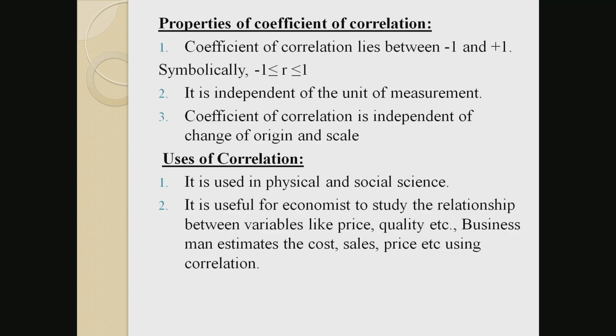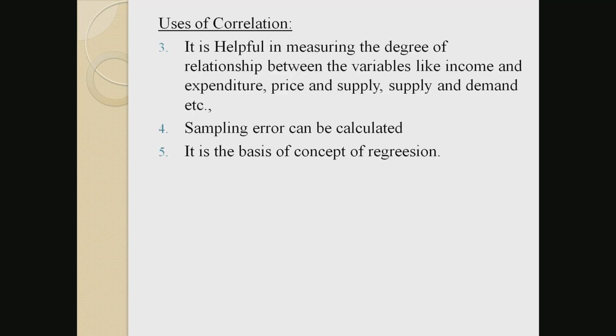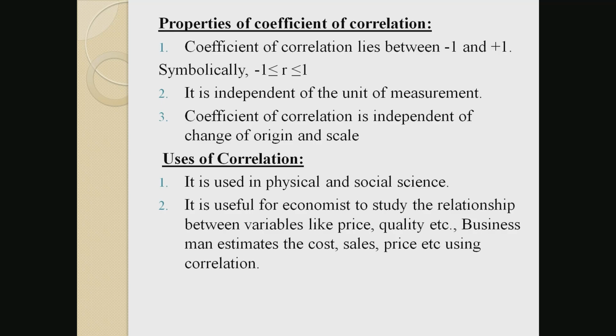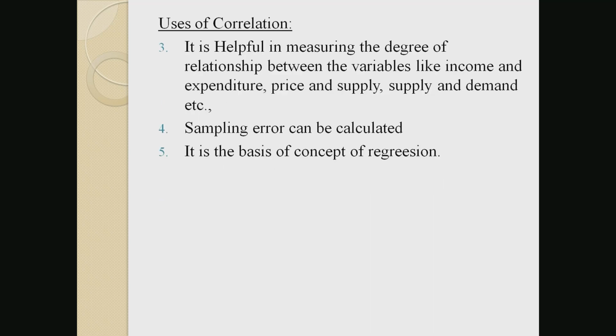Uses of correlation. It is used in physical and social sciences. It is useful for economists to study the relationship between variables like price, quantity, etc. Businessmen estimate cost, sales, price, etc. using correlation. It is also helpful in measuring the degree of relationship between variables like income and expenditure, price and supply, supply and demand, etc. So it is the basis of the concept of regression.